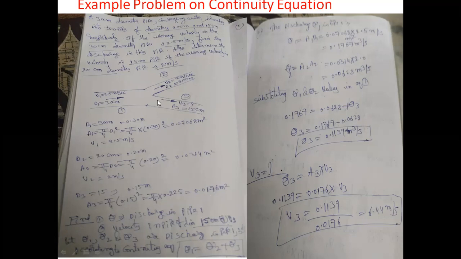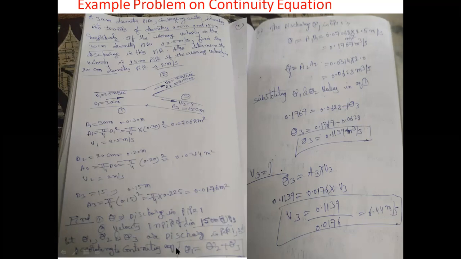Now what is asked in the question? Find the discharge in pipe 1, and the velocity in the 15 centimeter diameter pipe. That means in the third pipe we need to find the water flow velocity. Here Q1, Q2 and Q3 are the discharges in pipe 1, pipe 2 and pipe 3.